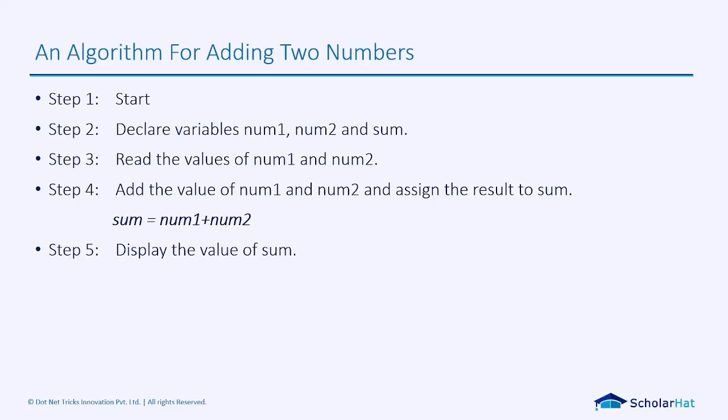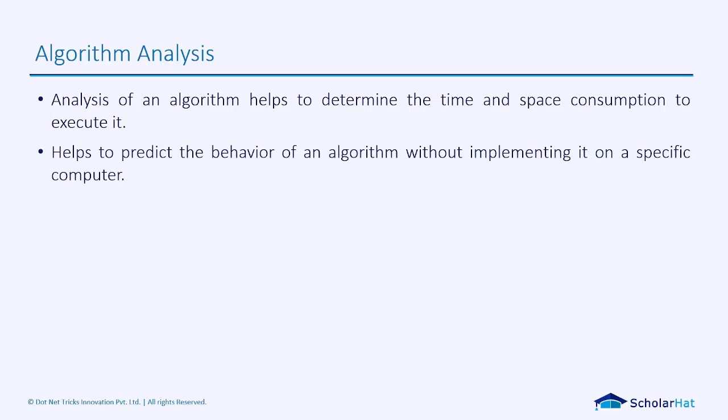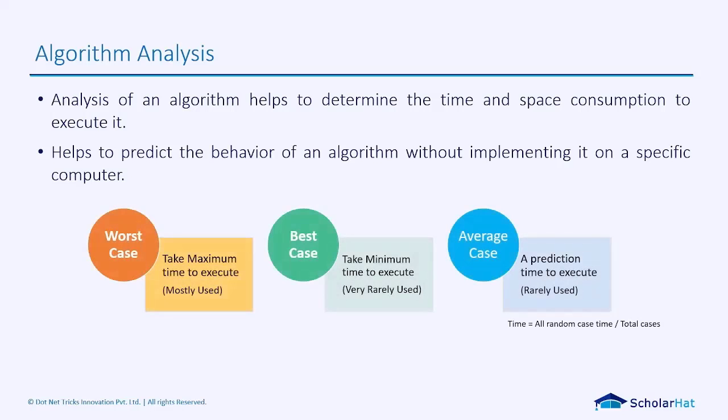and we'll understand each and everything in very easy words. Now, algorithm analysis helps to determine the time and space consumption to execute it. It is very necessary that whatever code you write takes less space and less time. That will be our goal every time. That is also called efficient code and optimized code. It helps to predict the behavior of an algorithm without implementing it on a specific computer.